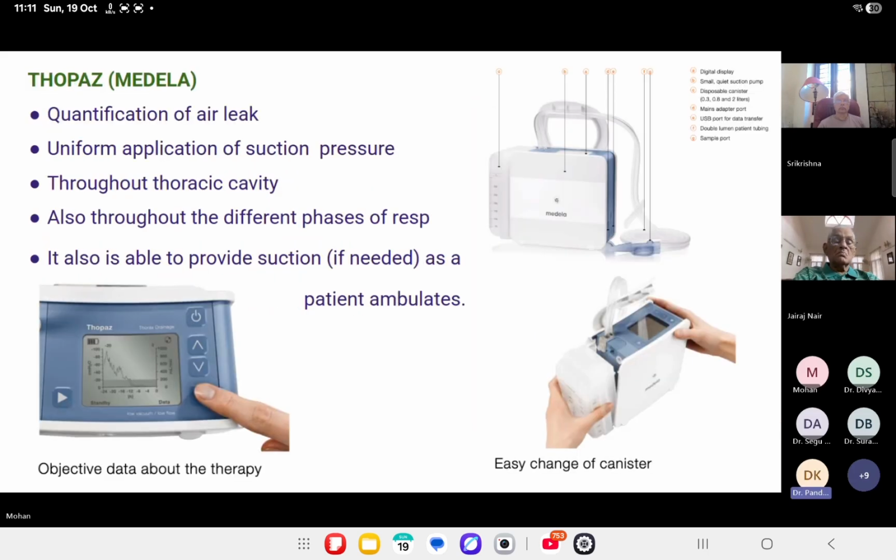This is the one which we use in our institute, the Medela Thopaz. The quantification of air leak can be done in this. It applies uniform suction pressure throughout the thoracic cavity, and throughout the different phases of respiration. It is also able to provide suction if needed as the patient ambulates, because it has a battery backup.